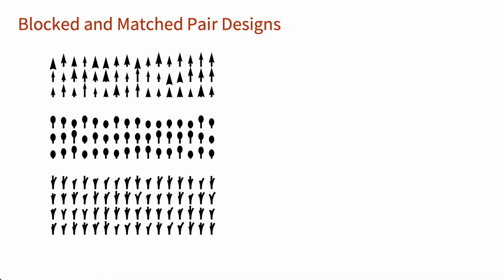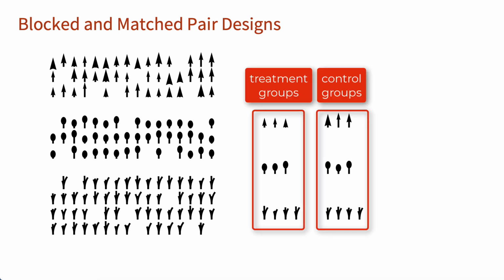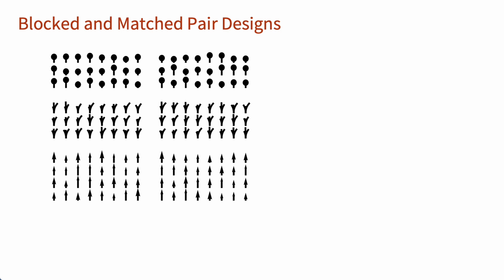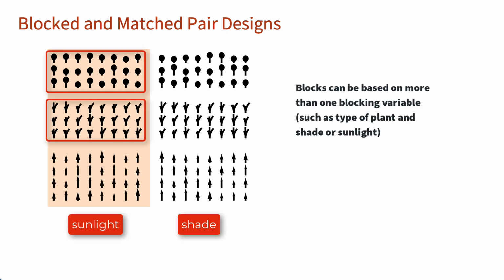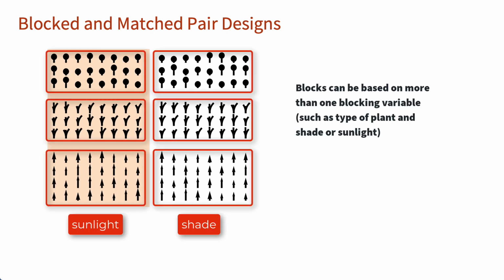Organizing similar plants into blocks and doing a separate randomized experiment in each block has the desired effect of arranging experiments in which the treatment group and the control group in each experiment have similar distributions of the blocking variable. Blocking can also be done for more than one blocking variable, such as, for example, by organizing plants into blocks based on the type of plant and on whether the plant is placed in shade or in direct sunlight.